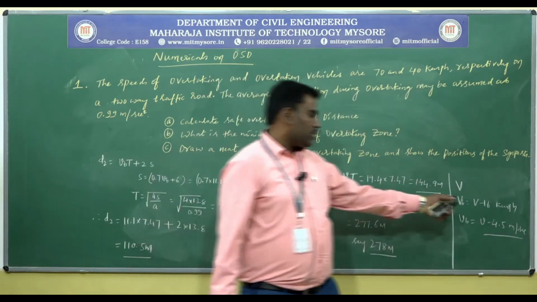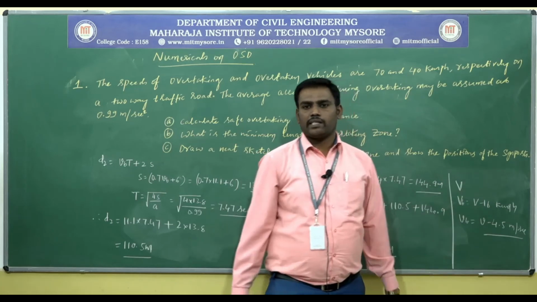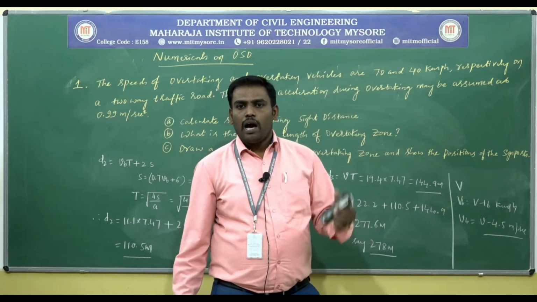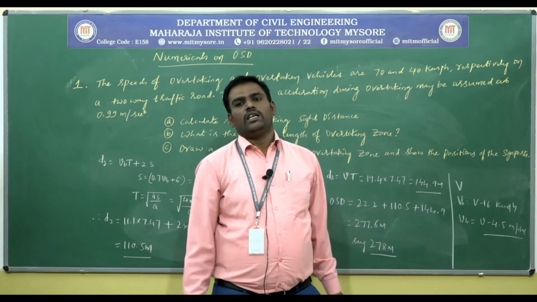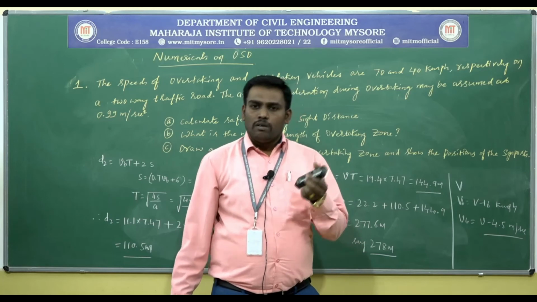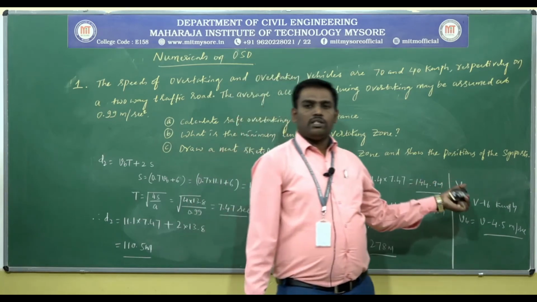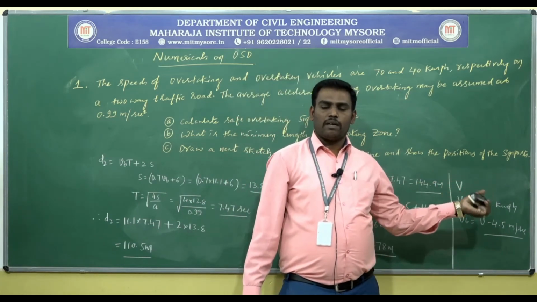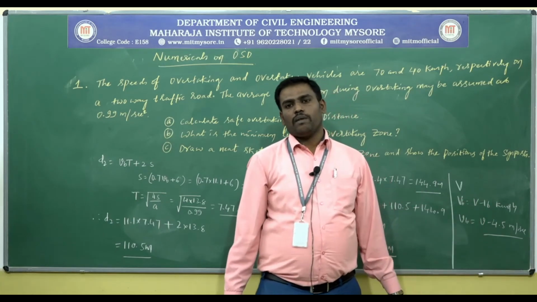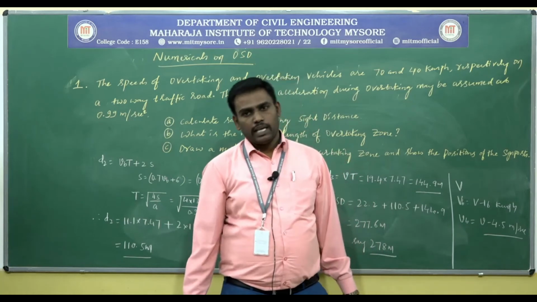These things they may also ask in your competitive exams. They are going to give the speed of the overtaking vehicle, or they may ask you to find the speed of the overtaken vehicle. If it is in kilometer per hour, then VB is equal to V minus 16 kilometer per hour. In meter per second, VB is equal to V minus 4.5 meter per second.